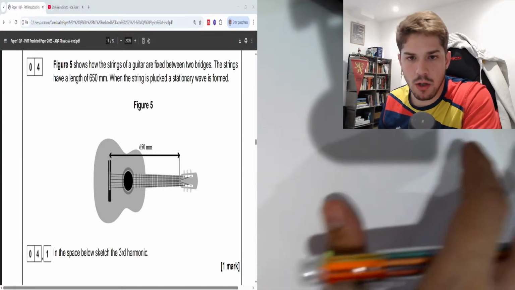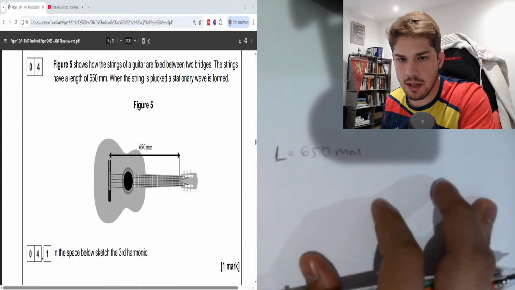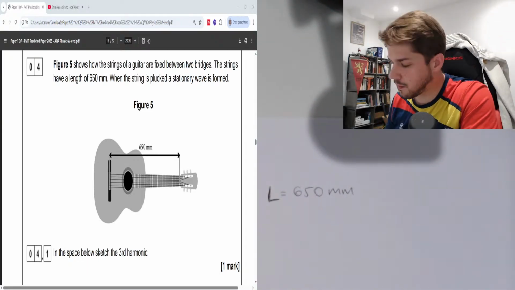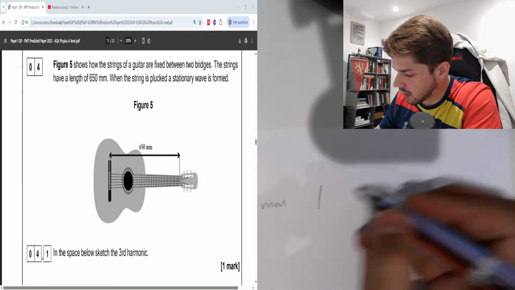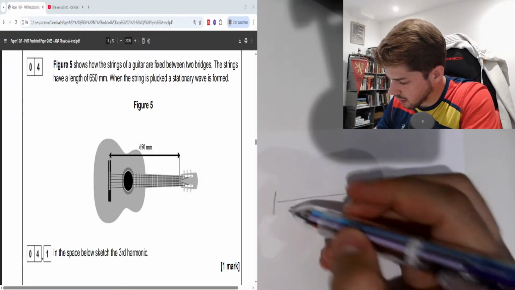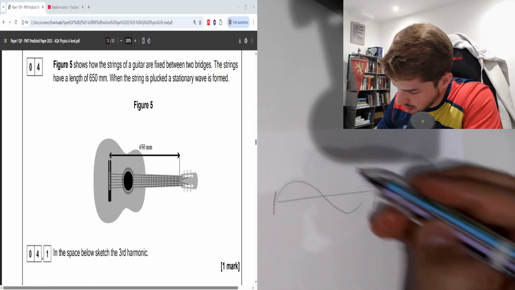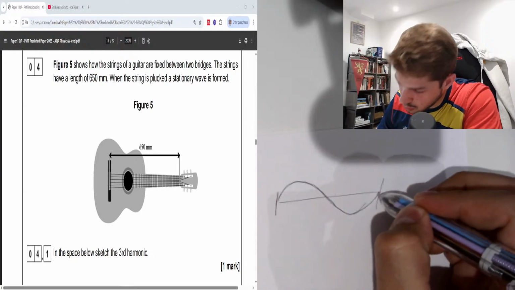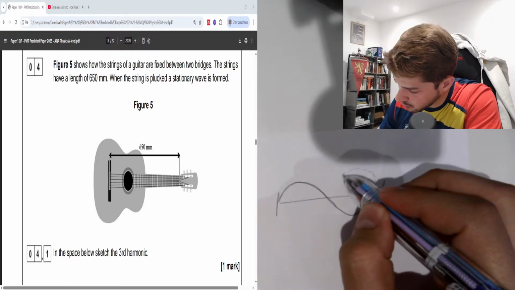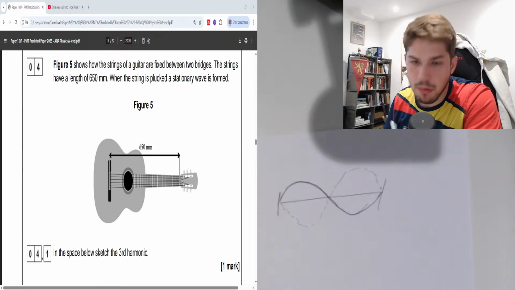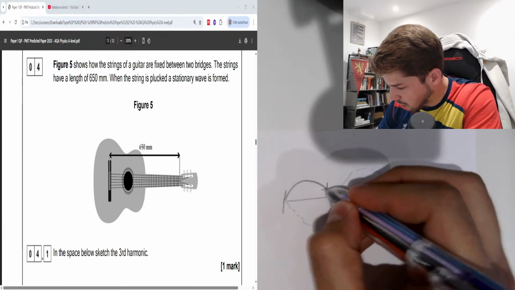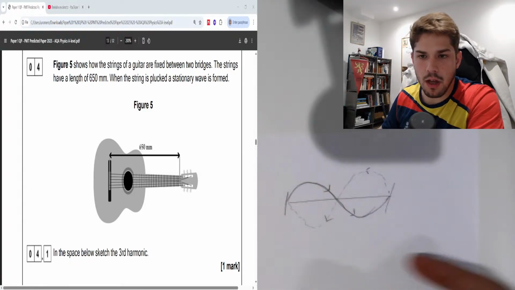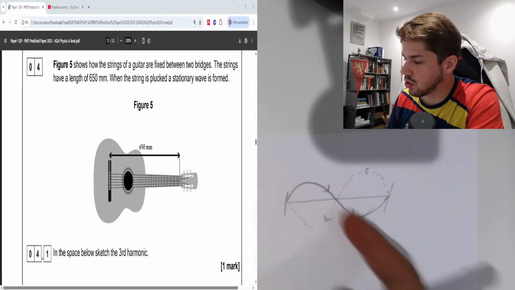Fine, no problem. Okay, so we have a guitar whose string is 750 millimeters, and when the string is plucked, a stationary wave is formed. A stationary wave is one that is fixed at two ends. So when it goes to one end, it bounces back and forms the same wave, but going backwards. And there is an example of a string in a guitar.